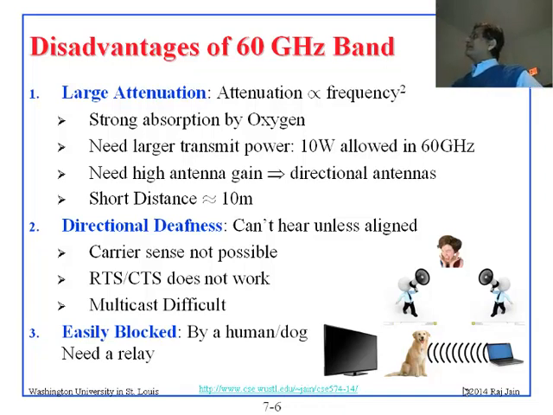Need high antenna gain, so you need directional antennas. That is actually, we said positive and now it's a negative here. And therefore, because of all this, you can go only a very short distance, 10 meters. Now, at this point, you can start asking, can you have local area networks in 10 meters? Should it not be called personal area network? And that's where the definitions get merged.